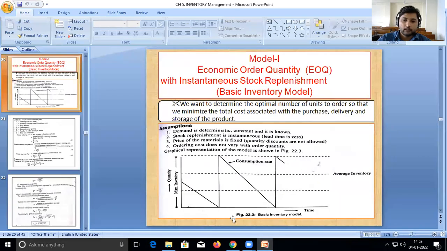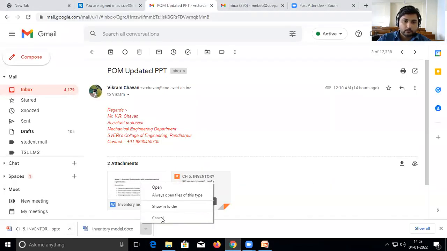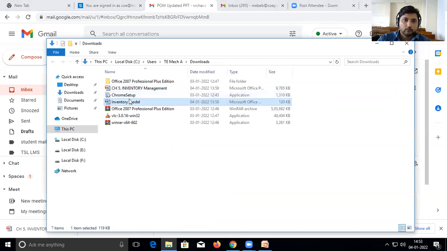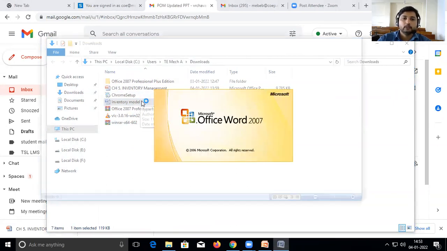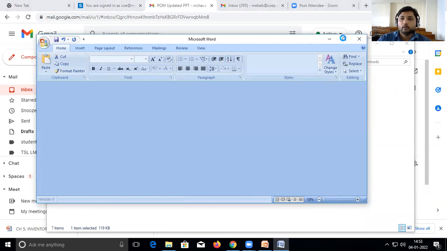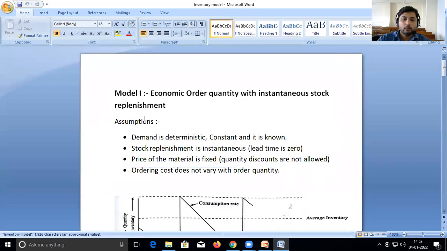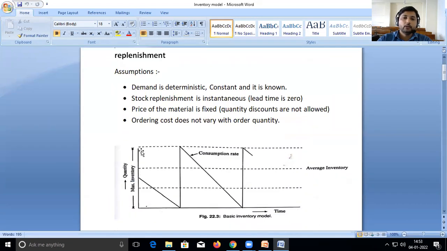So for that I want to open another one. I will take a Word file. Whether it is visible, economic order quantity with instantaneous stock replenishment. Now here we need to understand the assumptions.